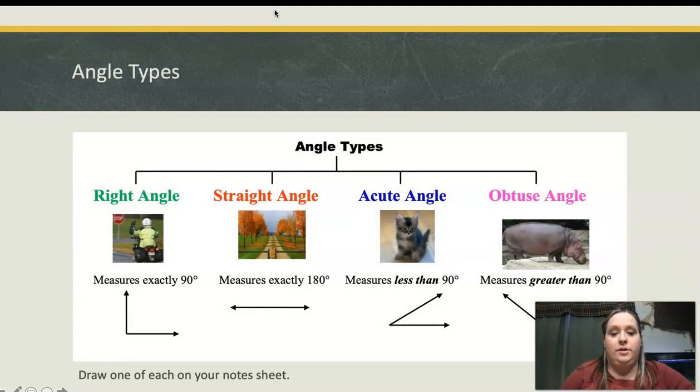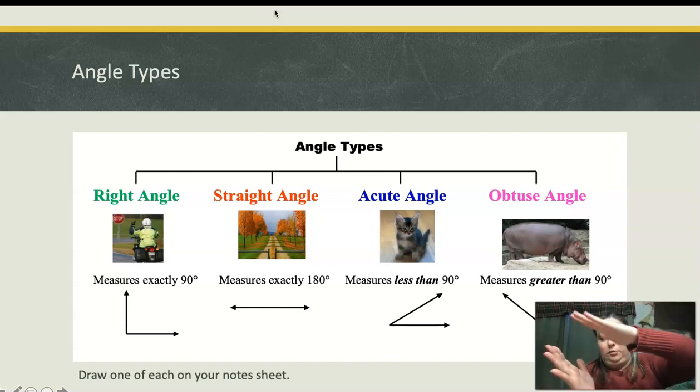So on your note sheet first, it talks about the different angle types. So we have our right angle that looks almost like an L there in that picture. It measures exactly 90 degrees. Then you have your straight angle, which is exactly 180 degrees. It looks like a straight line or a line with the arrows on the end. Okay. Acute angle is smaller, or acute, than 90 degrees. The obtuse is obese or big, larger than 90 degrees. I know my picture's blocking some of it, but that's okay. You can have it on your note sheet.